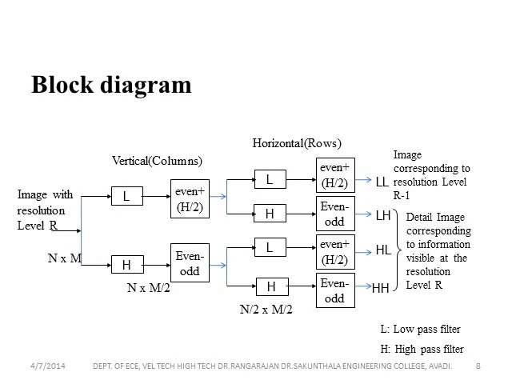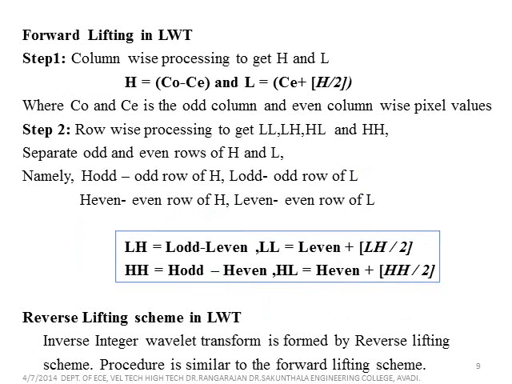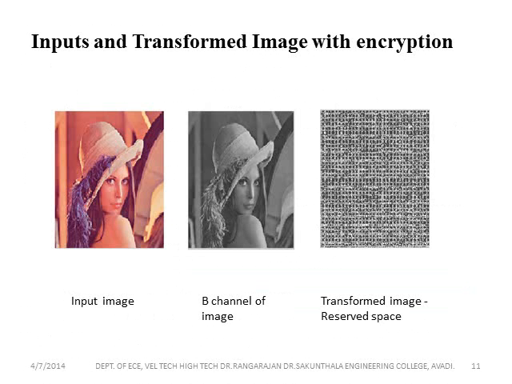This block diagram shows the separation of high frequency and low frequency. Lifting wavelet transform can be implemented using the formulas given in steps 1 and 2. This shows the input image, and the B channel of the image is being separated for making changes. Out of RGB, the B channel is found to be the least sensitive to the changes made. Next image is the transformed image when we apply the LWT.